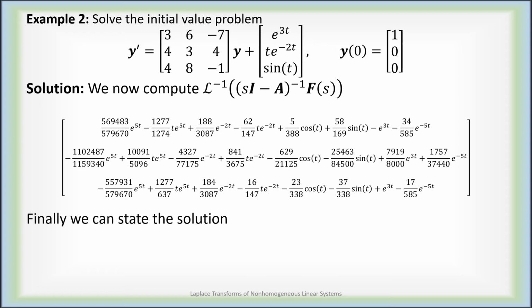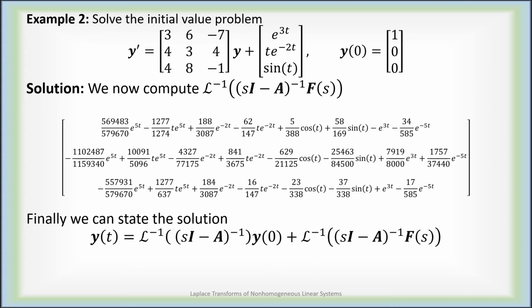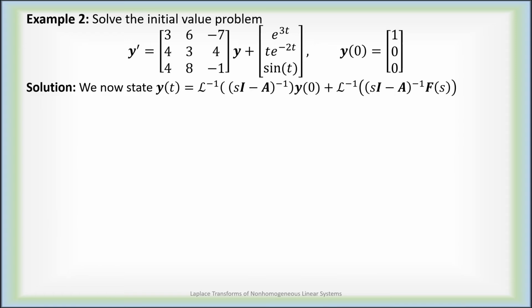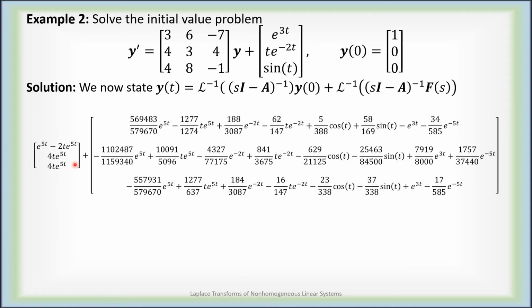And finally, we're in a position to state our solution. The solution is given by the solution to the complementary homogeneous linear system plus the solution with the forcing functions included. And there it is. Okay, so here was the solution to the complementary homogeneous system. It was pretty straightforward. And here was what we got from this second term that involves the forcing functions, and it was not very nice to look at.